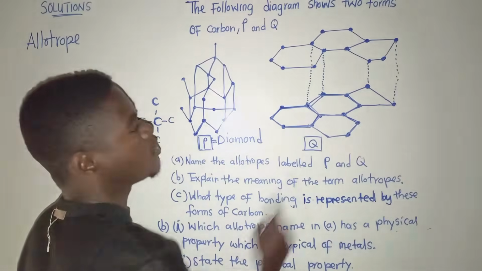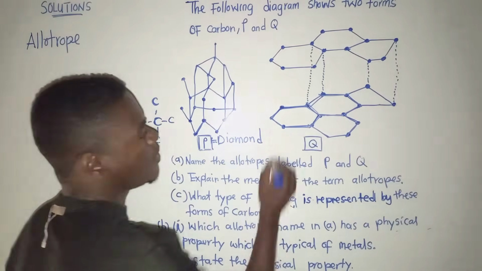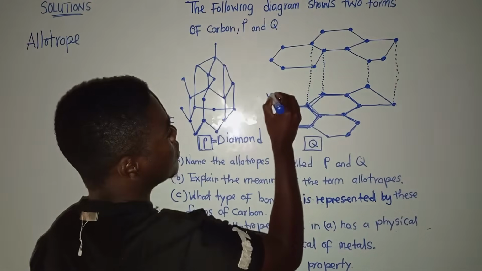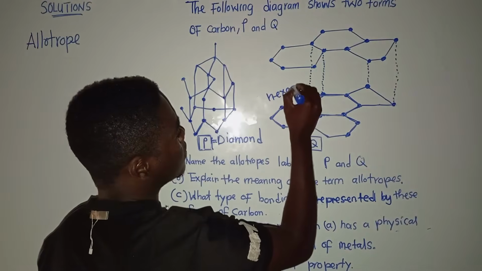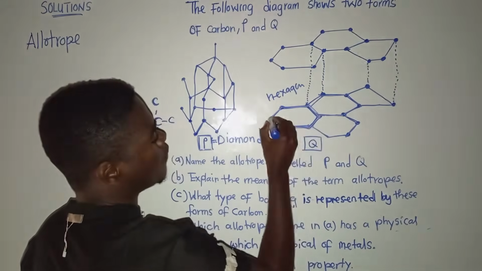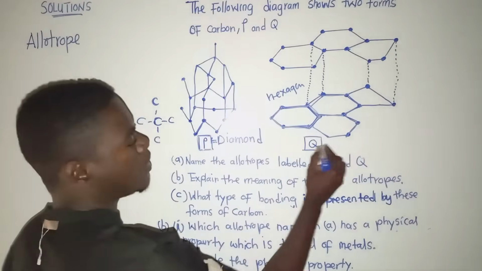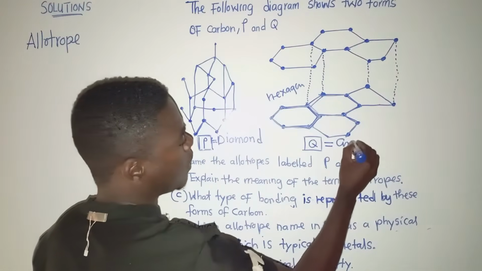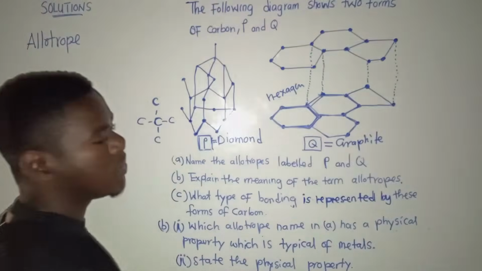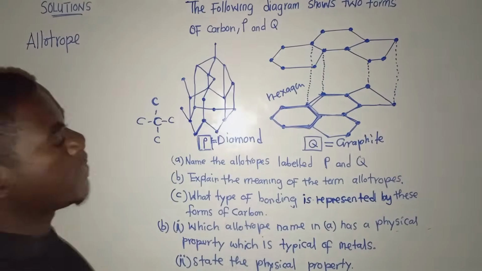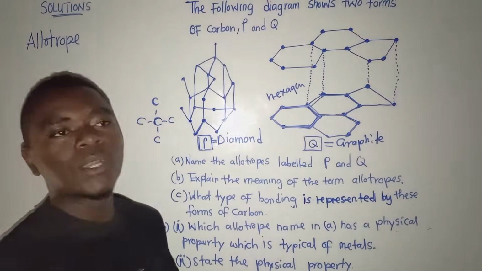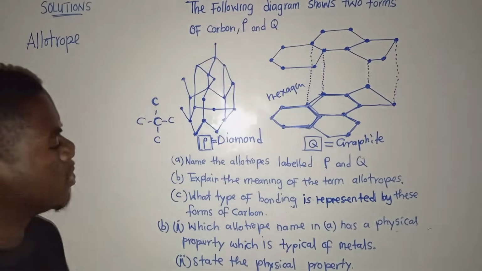We move now to this other one. This one has this shape, something like a hexagon, having six faces like this. So this one is called graphite. This is what you need to know. That one is called the graphite, and it is bonded to three other carbon atoms.